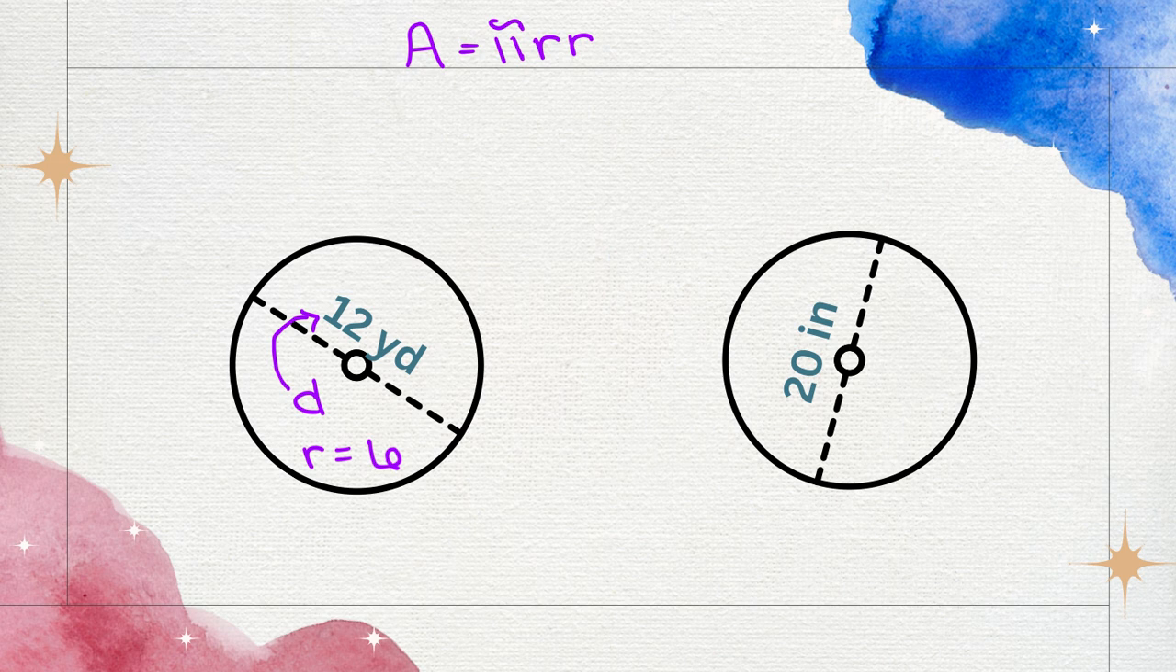Okay, Emerson, what did you do to solve this problem? We had to break for a second. 3.14 times 6 times 6. All right, 3.14 times 6.